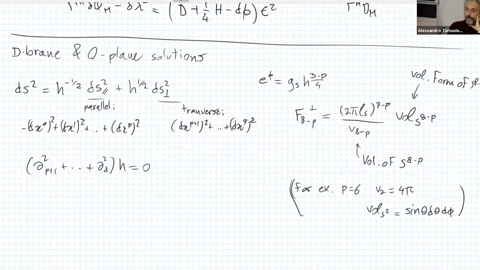And so for p less than 7, up to 6, there are 3 transverse directions. For p equals 6, it's a six-brane, which spans seven directions, including time. So there are three transverse ones, and in that case H goes like 1/r. But already for p equals 7, there are two transverse directions, so it doesn't go like a power anymore. So then we need to split the two cases.